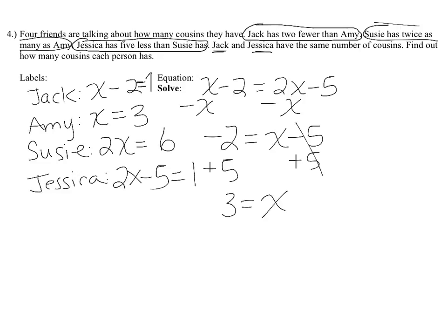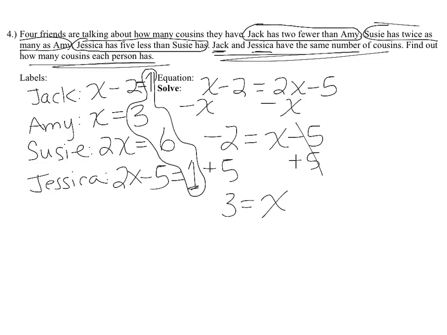And if you look, the sentence that said Jack and Jessica have the same number of cousins, well, that's a fact, right? Jessica has 1, Jack has 1. So my answer, I'm going to circle, these numbers at the end are 1, 3, 6, and 1. And that's how many each cousin has.